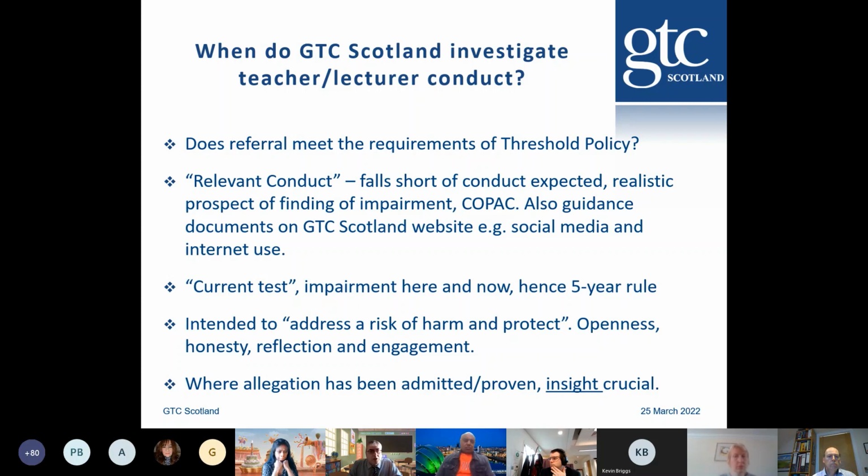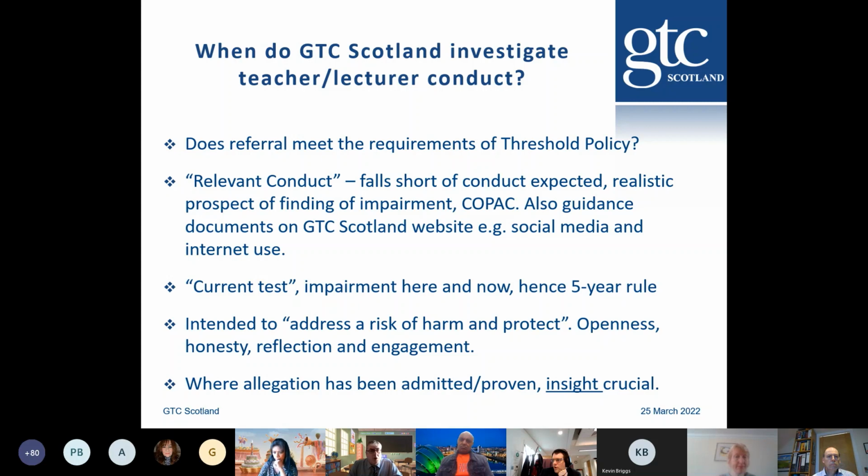In the context of college lecturers at the moment, a referral is likely to come from information that has come to light during the application process that may have a bearing on the applicant's fitness to teach. And as such, the majority of fitness to teach cases that are being dealt with in relation to college lecturers at the moment are in relation to applications. Although it could also be the case that we receive referrals from college employers or members of the public on a college lecturer's fitness to teach.